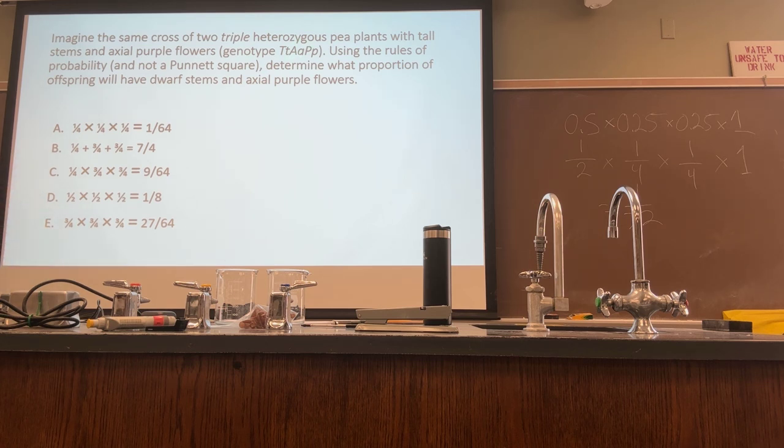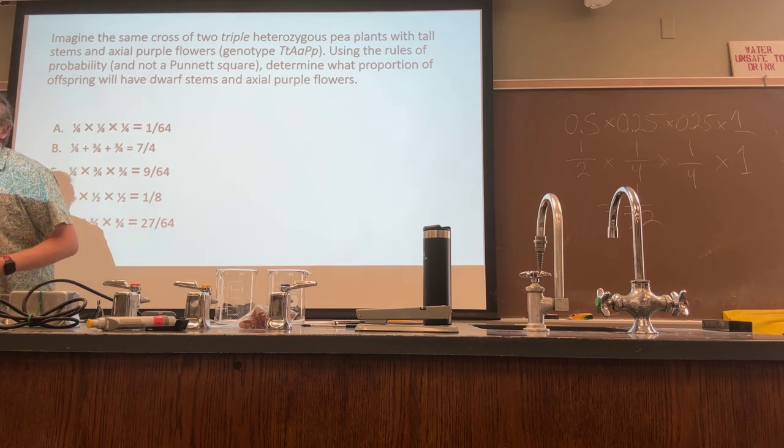Okay? So in the exam, I shouldn't have to tell you tall is dominant to short, because I show you the genotype and I give you the phenotype. Reasonable enough? It requires that you got all the pieces. So using only the rules of probabilities, what proportion of offspring will have dwarf stems and axial purple flowers? What we're saying is, what proportion will be homozygous recessive for T and homozygous dominant or heterozygous for A and homozygous dominant or heterozygous for P, right?